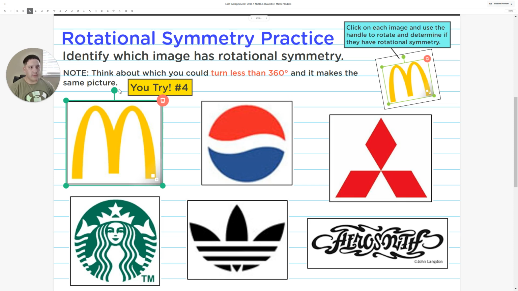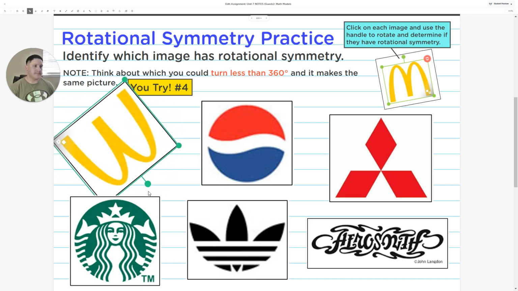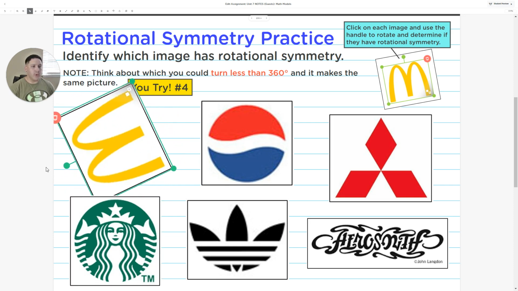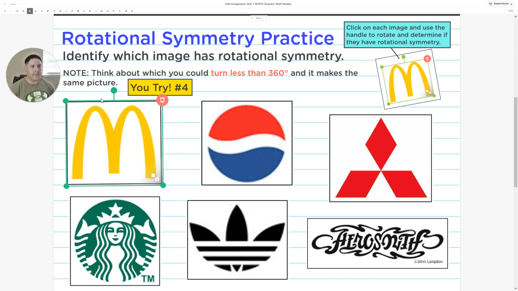So the McDonald's symbol. Again, when I rotate this, at some point it's got to look like the original before I make a full rotation. So going around, at no point do I see the M look like an M again until I get back to its starting position. So the McDonald's logo, no rotational symmetry.